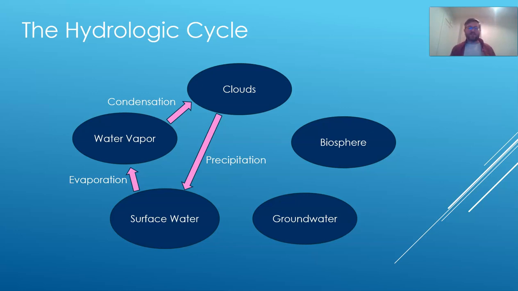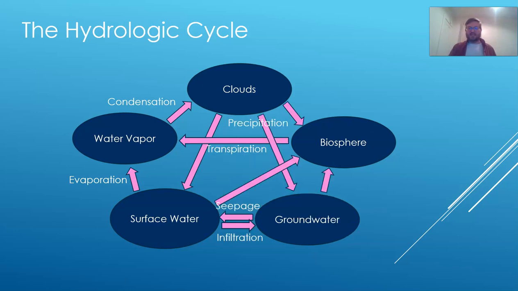But you'll notice I've got two more stocks up there on the diagram that aren't connected with flows, because the actual hydrologic cycle is a little more complicated than this simple loop of evaporation, condensation, precipitation. We've got additional processes that create flows to and from these other two stocks, which are the biosphere and groundwater. So the biosphere, all of our living things on the Earth contain a bunch of water, right? Your body is mostly water.